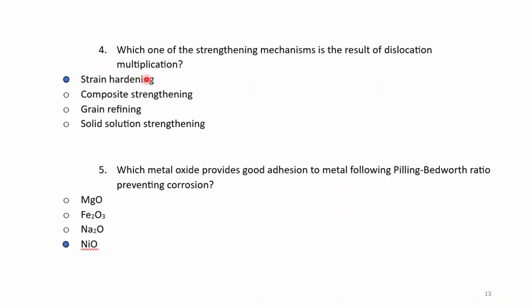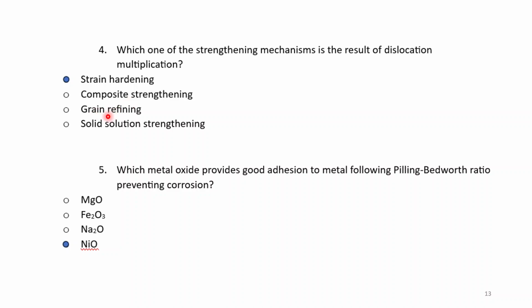So the correct answer here will be strain hardening. In case of composite strengthening, you will be adding some composite, meaning reinforcements, in your material, and it will be providing strain to the material.